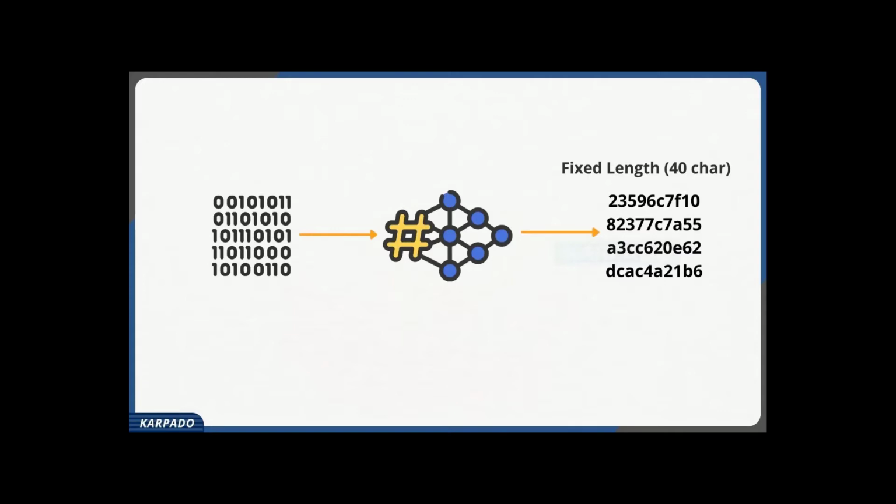The size of the input doesn't matter. It could be as small as 1 byte, or it could be as large as 1 GB or even 1 TB. But the resulting output is always going to be a 40-character hash code. Even if the input is just one single alphabet, you're still going to see a 40-character hash code as output.